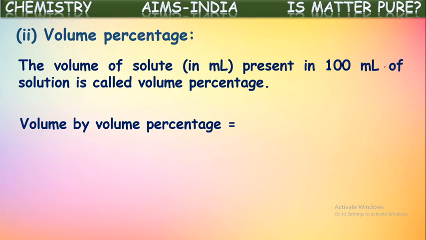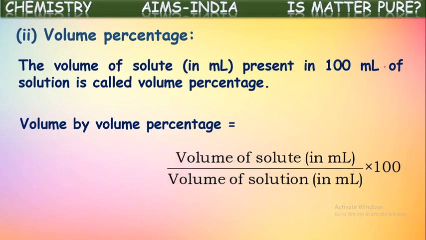So the formula to calculate volume percentage is: volume by volume percentage is equal to volume of solute by volume of solution into 100. Here one point we have to remember is, whenever you write a formula like this and substitute the values of the volume of the solute and the volume of the solution, remember that these should all be in the same units. If you take this in milliliters, this also should be in milliliters. If you take the volume of solute in liters, then the volume of solution also should be taken in liters. That means both should be in the same system of units. Okay.